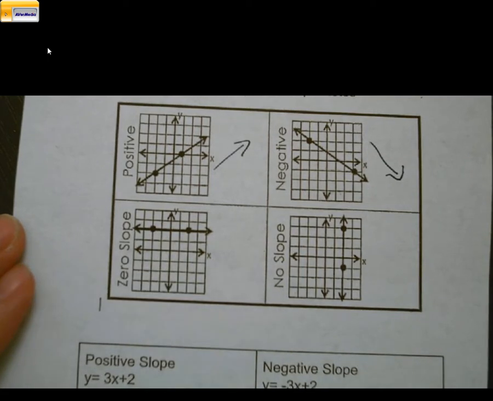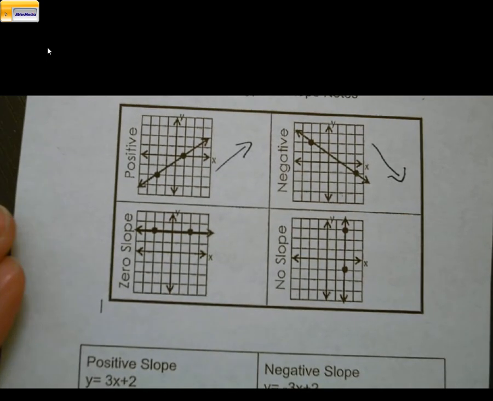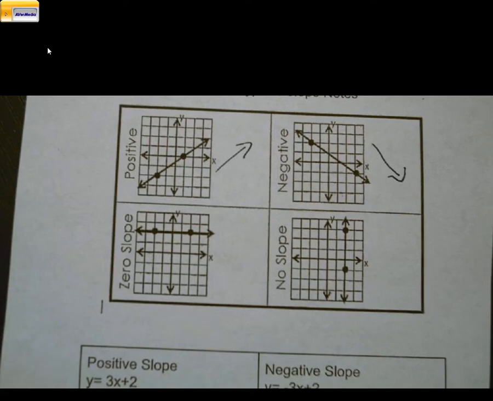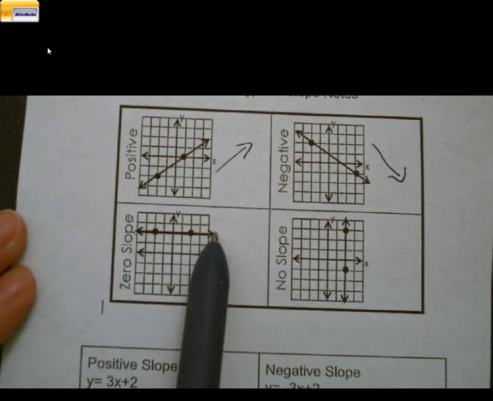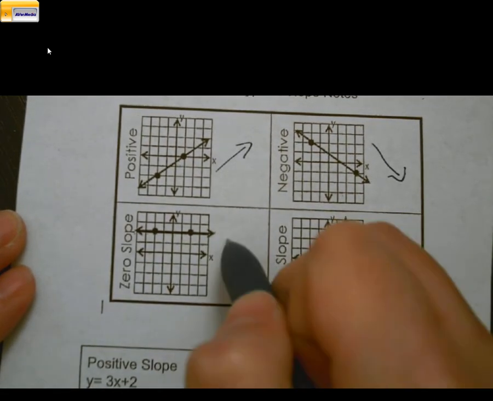Zero slope, if you think about a ski slope, if there's no slope to it at all, it's just flat. And that's exactly what zero slope looks like. It's just flat.